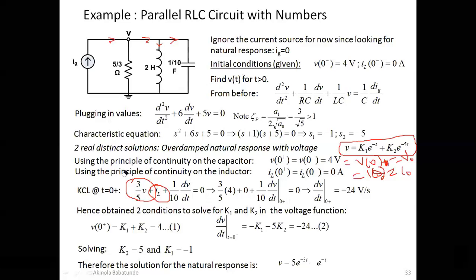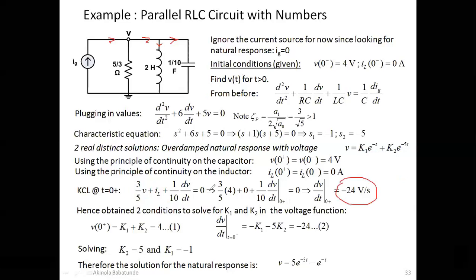If you rearrange what we have here and make some substitution, first of all, we know that our V at t equal to 0 plus will be equal to 4, the initial condition. So instead of writing V here, you put 4 here. IL will be equal to 0 because we've been told that IL for the initial condition is 0. So you have 0 here, and then you have 1 over 10 dV/dt at t equal to 0 plus. When you make dV/dt the subject of the formula, because that's the only unknown we have right now, dV/dt at t equal to 0 plus will be equal to minus 24 volts per second. You keep this somewhere because we are going to make use of it.